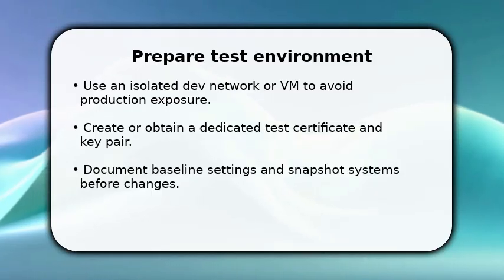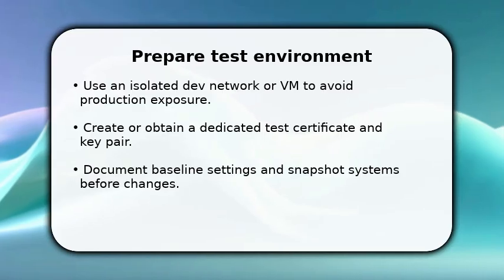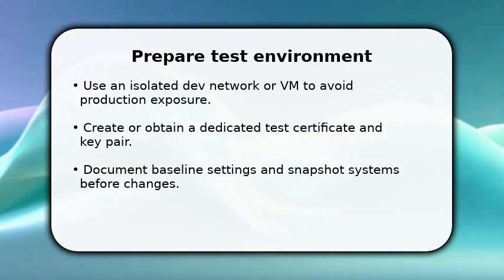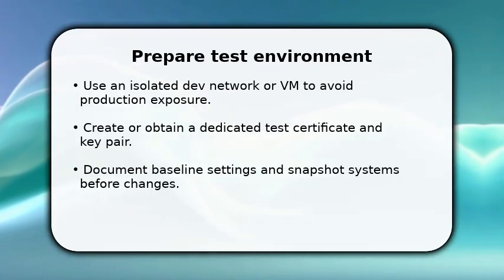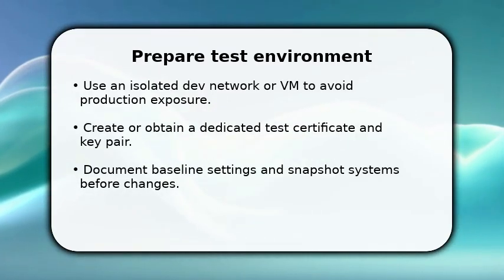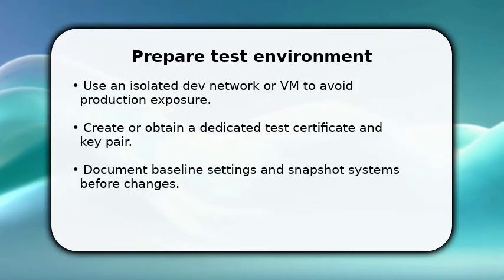You start in a contained lab, set up an isolated VM or development network so no production services are affected. Once done, generate a single test certificate and private key or request one from a local development CA. This keeps real trust chains intact.